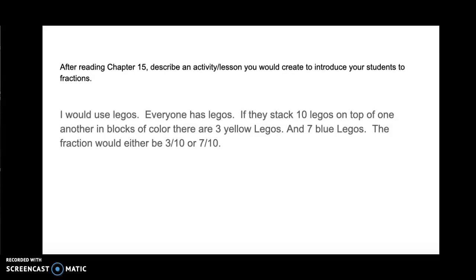After reading chapter 15, describe an activity or lesson you would create to introduce your students to fractions.